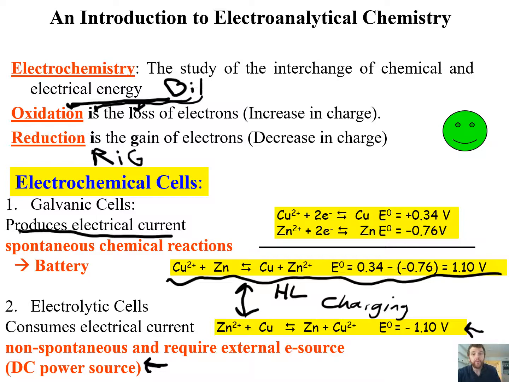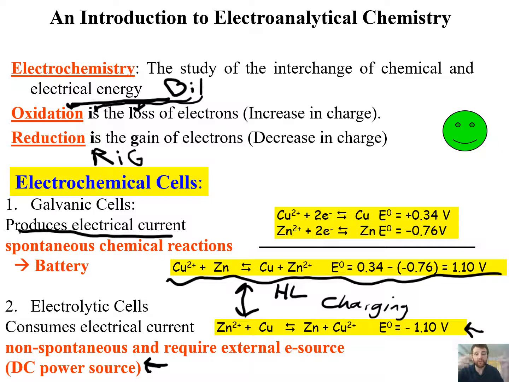So, remember, if you get stuck on the test, oxidation is the loss of electrons. So, OIL. Oxidation is losing electrons, and reduction is gaining. RIG.